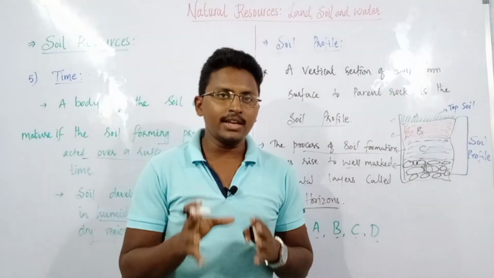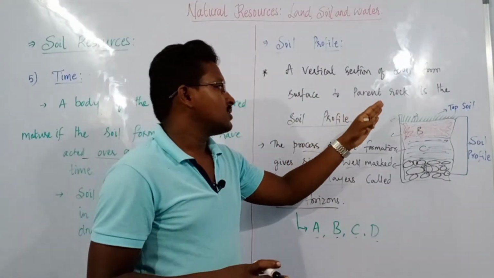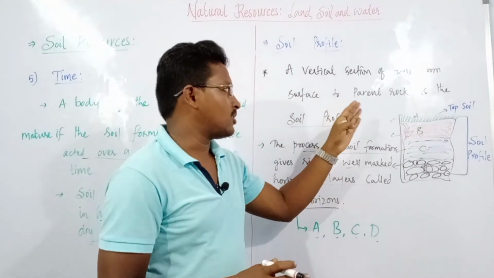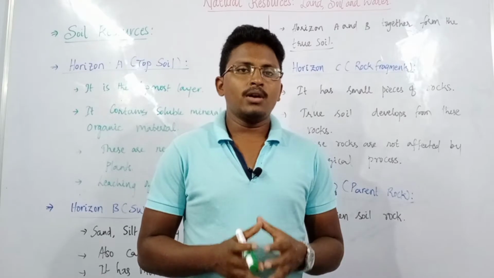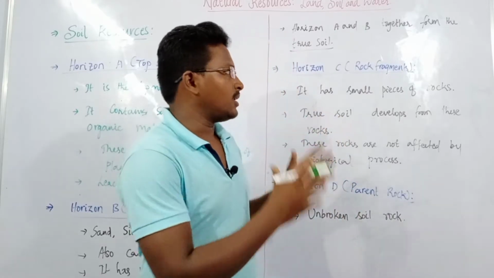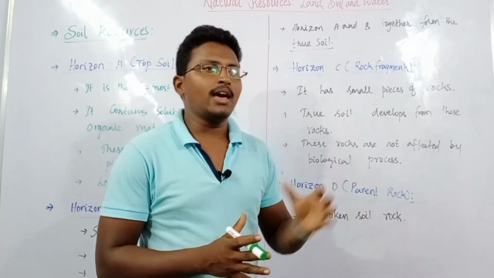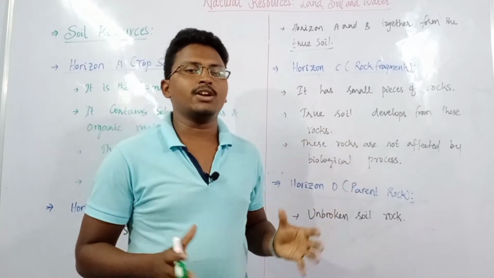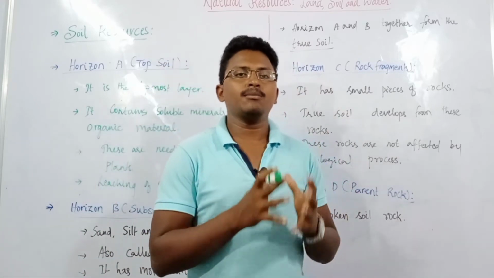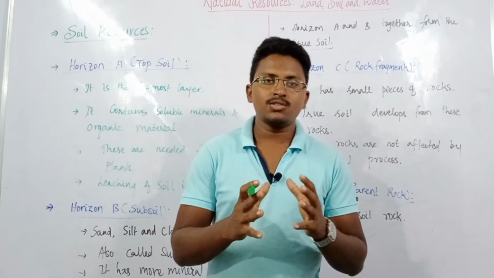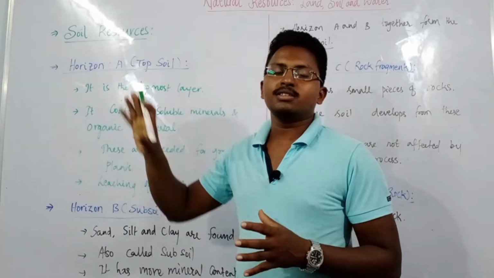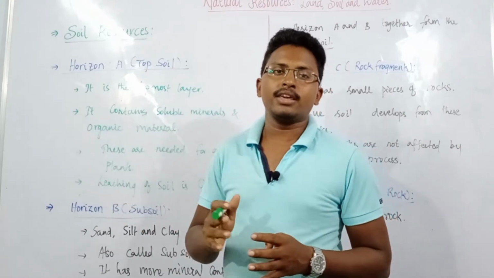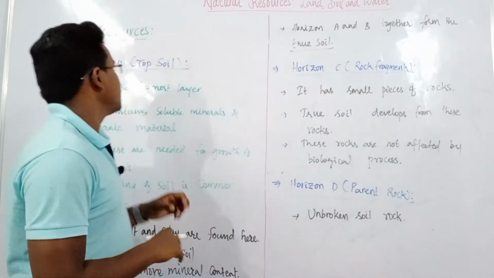Now in detail we will see what these different horizons are. What is horizon A, horizon B, horizon C as well as horizon D. As we have seen, the soil profile has been divided into different horizons such as A, B, C as well as D. So now let us discuss in detail, first about horizon A.